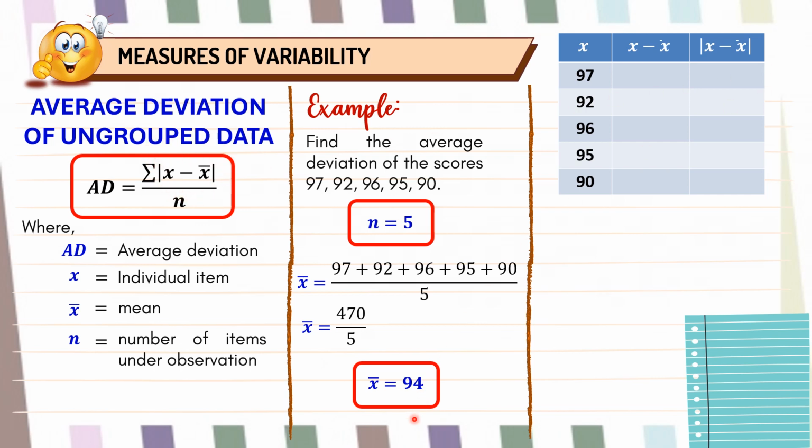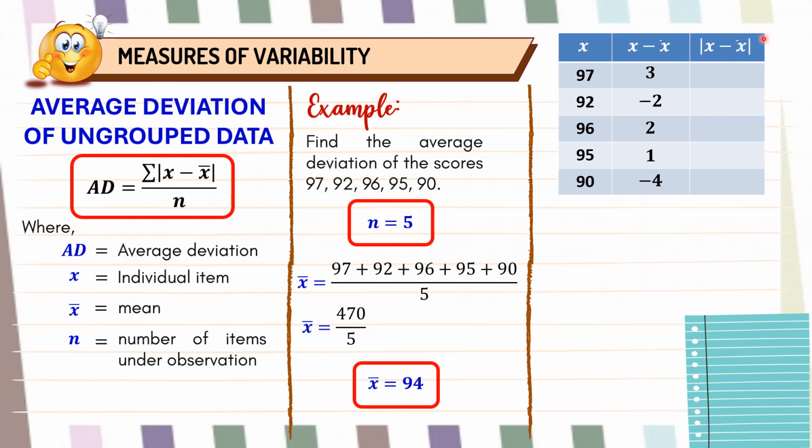Since the mean is equal to 94, 97 minus 94 is 3. 92 minus 94 is negative 2. 96 minus 94 is 2. 95 minus 94 is 1. 90 minus 94 is negative 4.